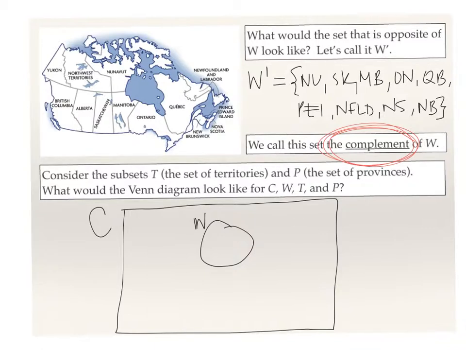Now, if I draw the territories, are the territories going to be inside of C, or are they just going to be intersecting with C? Are all the territories inside? It'll be inside. And what about with W? Is it going to be inside W? Why won't it be inside W?